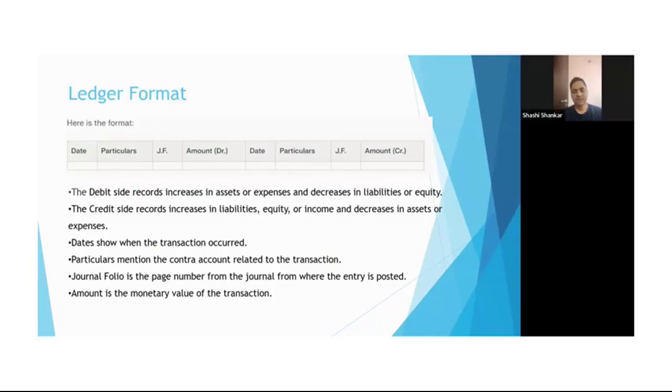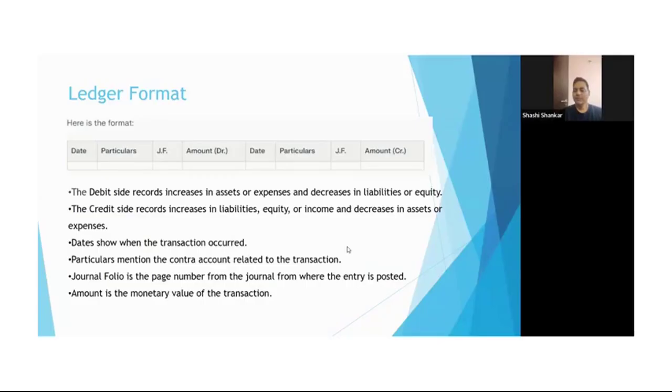Dates show when the transactions are recorded, because it is posted from the journal only. Next is particulars: mention the contra account related to the transaction. And the journal folio is the page number from the journal where the entry is posted. Similarly, on the journal side, we have to post the ledger folio number so that in future, if required, they can easily refer to whether the entry has been posted into the ledger or not. And the amount is the monetary value of the transaction. So these are the steps to prepare the ledger, and this is the format.